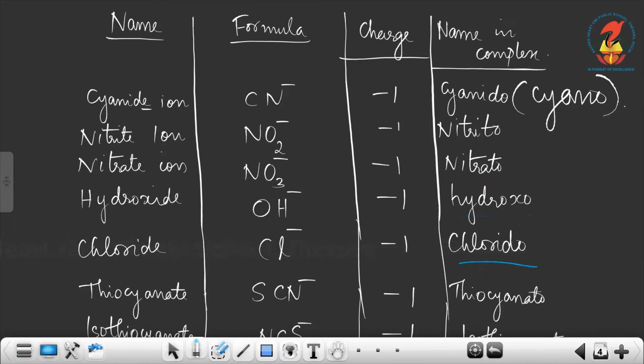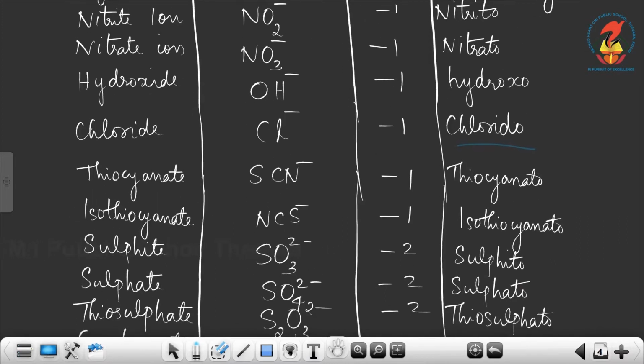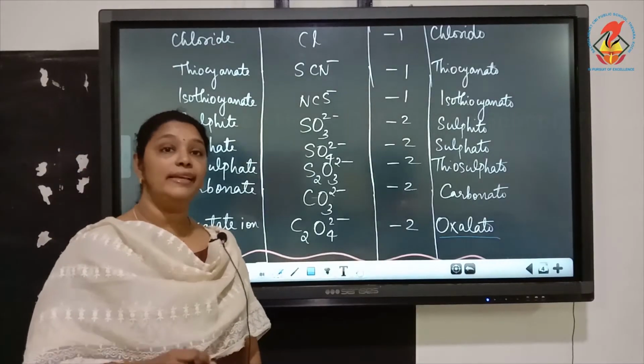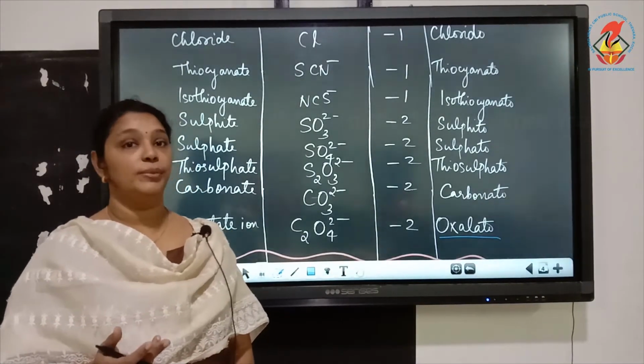Chloride, chlorido. Now, thiocyanate, thiocyanato. Next, isothiocyanate, isothiocyanato. Sulfite, sulfito. Next, I have sulfate, sulfato. Thiosulfate, thiosulfato. Carbonate, carbonato. Then last we have oxalate ion, and the name in the complex is oxalato. So the last E of the ligand is replaced with O.